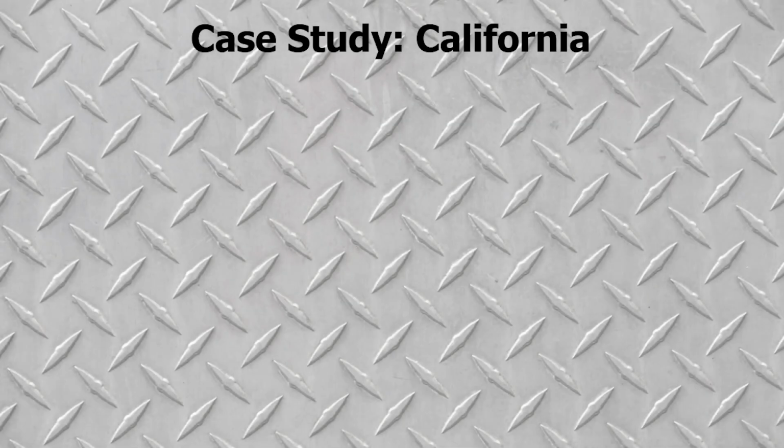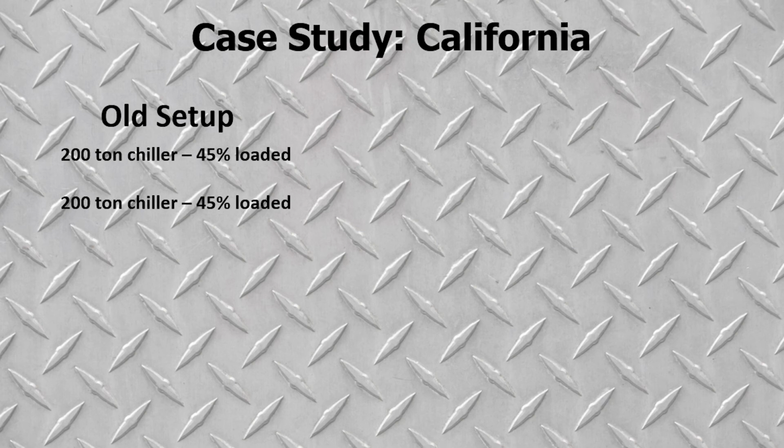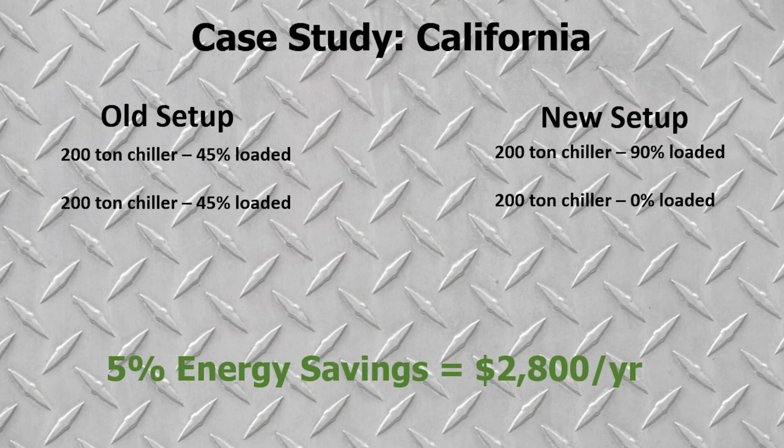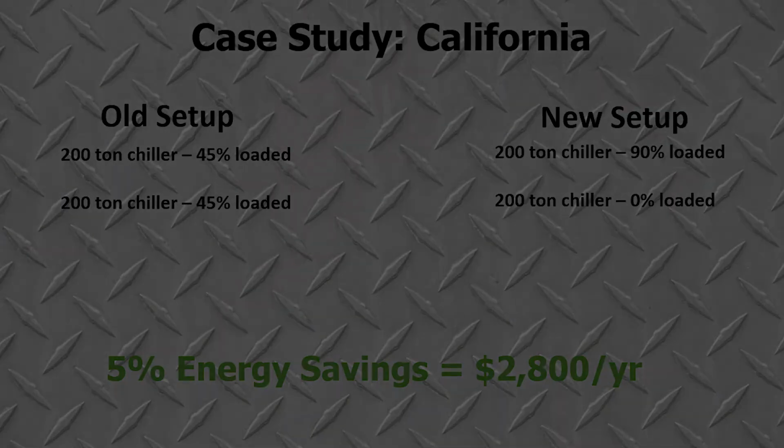A case study in California demonstrated 5% savings in chiller costs when two 200-ton chillers, both 45% loaded, were modified to have one turned off and the other run at about 90% load, contributing to about a $2,800 per year savings. No implementation costs. This is just an operational change in how you do things. So we want multiple chillers, but we want those chillers operating intelligently. And those are things we look at carefully when we're doing an assessment.